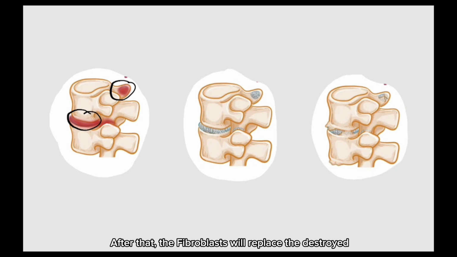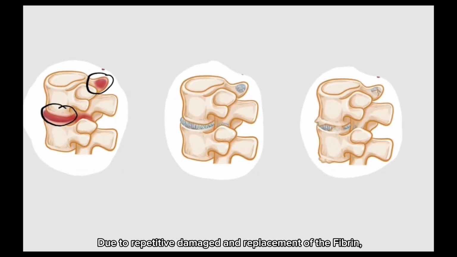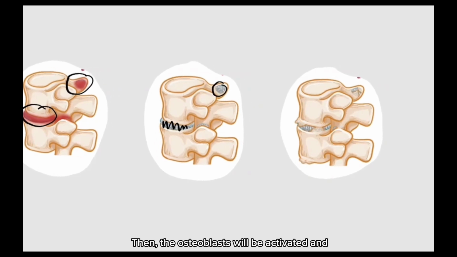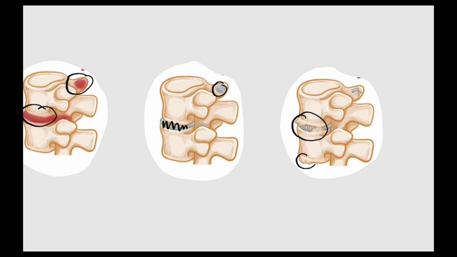After that, the fibroblast will replace the destroyed joint with fibrin. Due to repetitive damage and replacement of the fibrin, it will produce a fibrous band around the joint and will make the range of motion of the person limited. Then, the osteoblast will be activated and make the fibrous tissues turn to bone. This process is called ossification. This process will start with the production of bony outgrowths at the joint edges, and this is called the syndesmophyte.